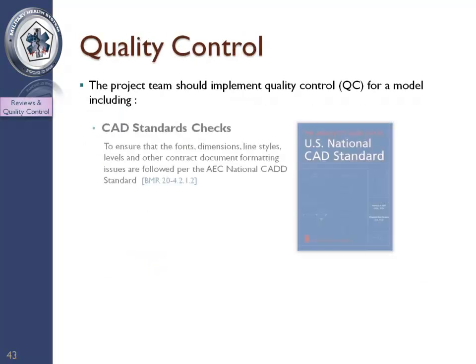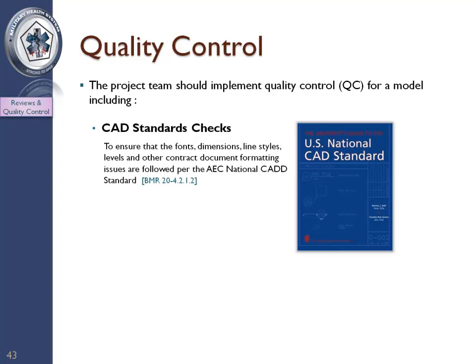Quality control is a critical function for the BIM team. It is important for the team to use the same conventions to avoid inadvertently creating errors or causing the model data to become corrupt. MHS supports the use of the U.S. National CAD standard to guide the formatting of drawings output from project models.